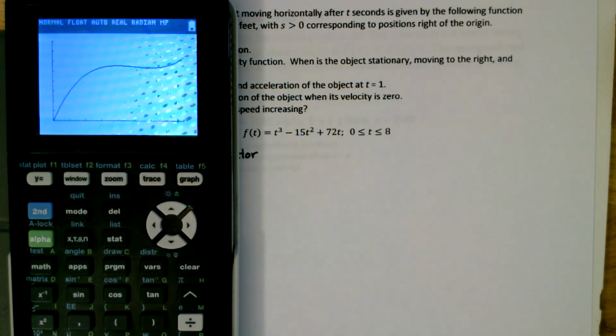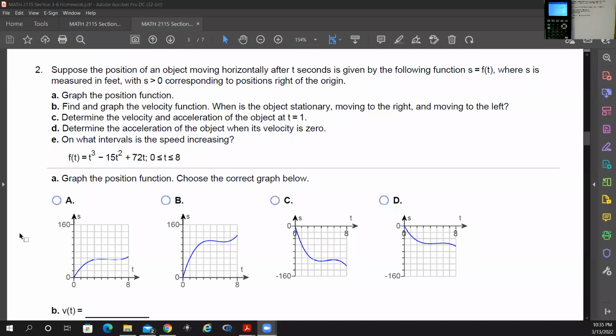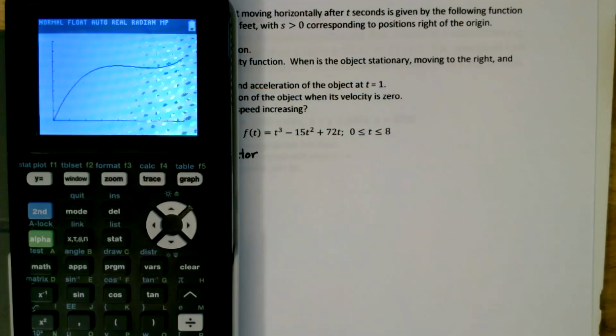So again, when I come back to this right here, you just have to look at the graph and compare that to these answer choices for the graph that closely fits the one that you got on your calculator. And more than likely it's going to be this one right here. That would be the graph of the position function. So that's part A.